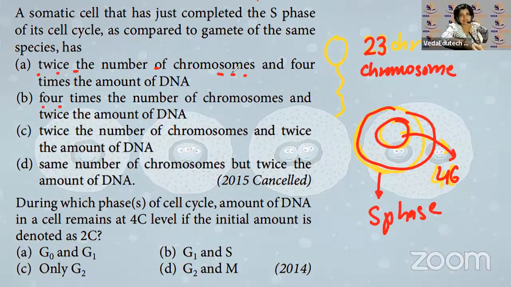Somatic cell has twice the number of chromosomes. Yes. 4 times the amount of DNA. 4 times the amount of DNA.